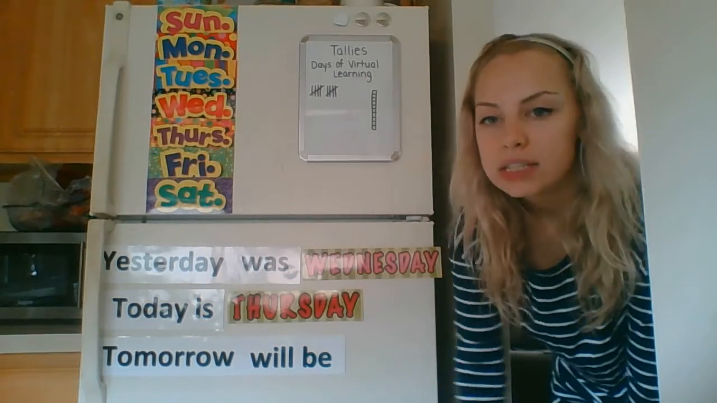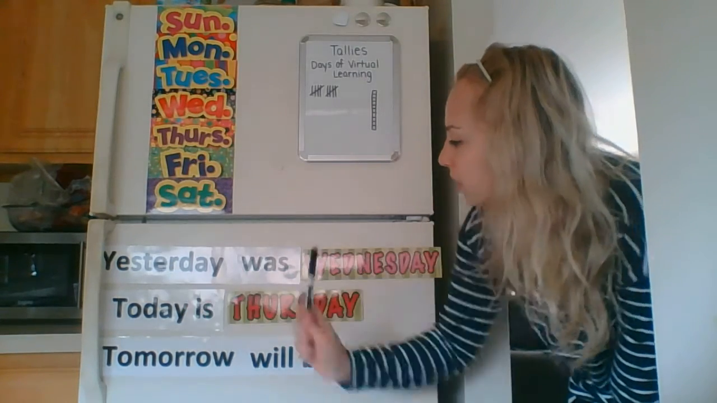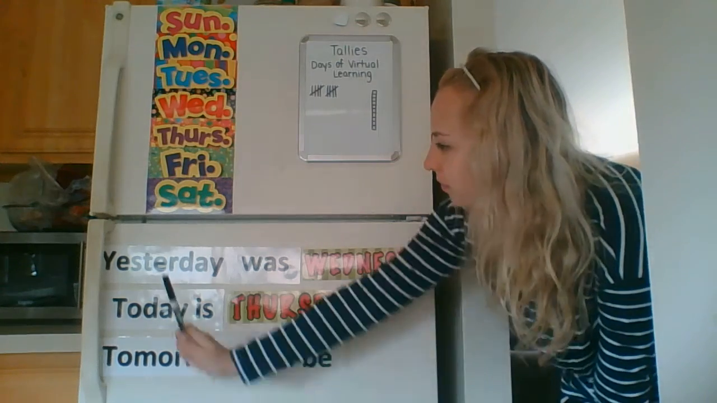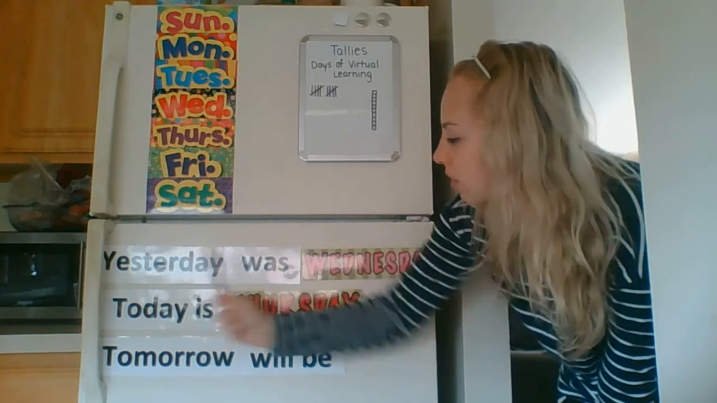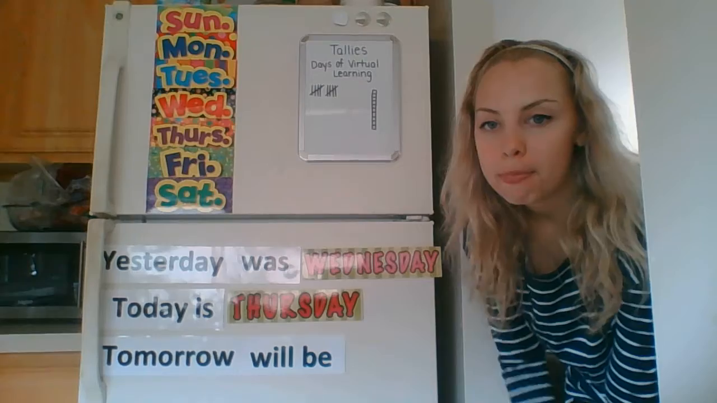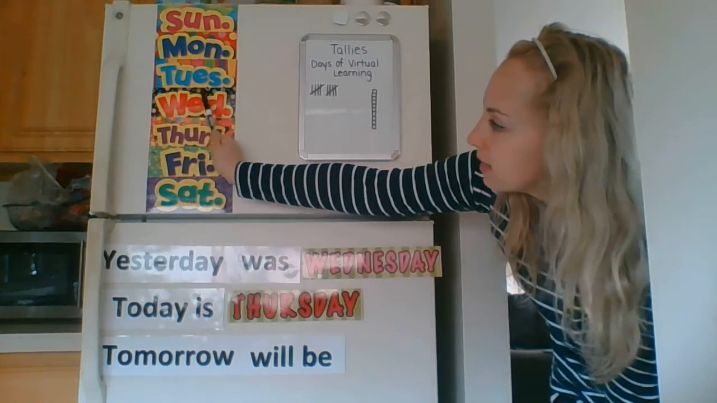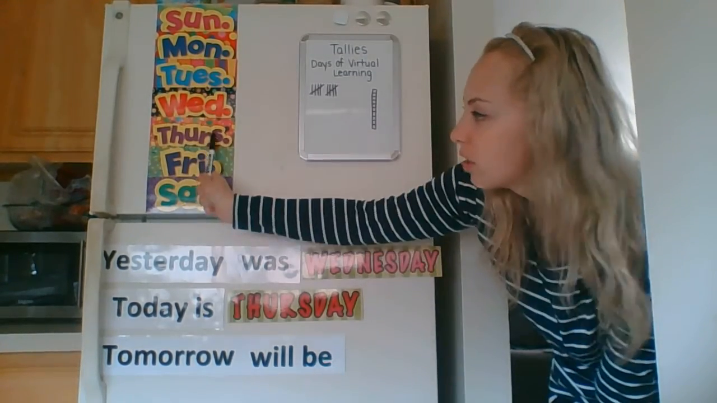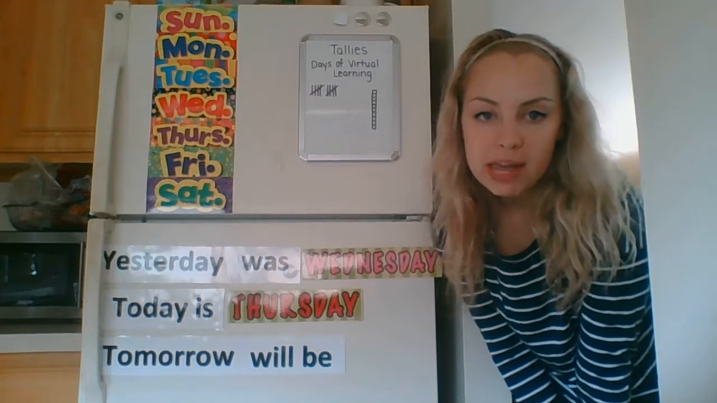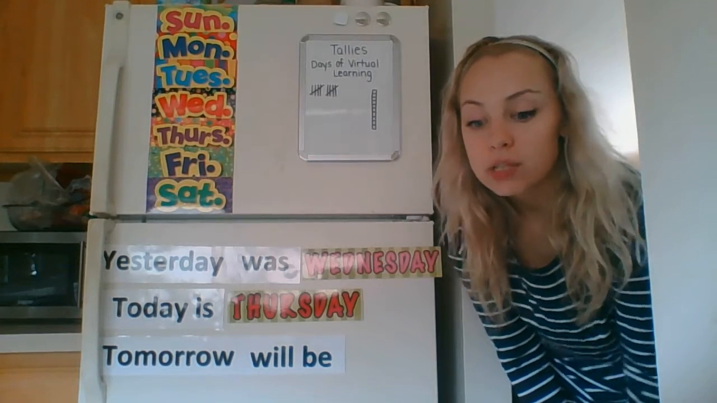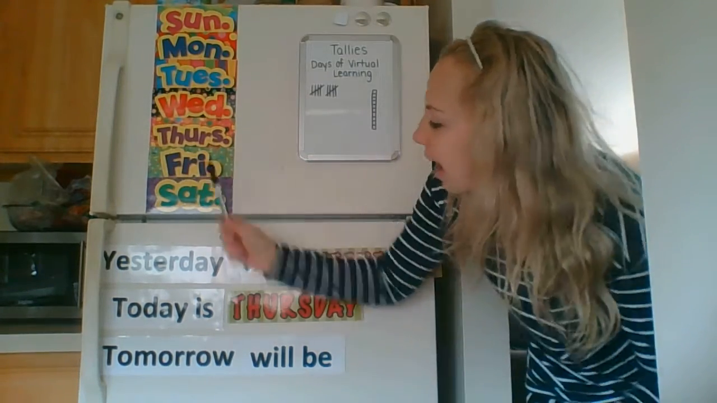Okay, let's read that sentence together. Yesterday was Wednesday. Read it with me. Yesterday was Wednesday. If yesterday was Wednesday and today is Thursday, what will tomorrow be? That's right, it will be Friday.